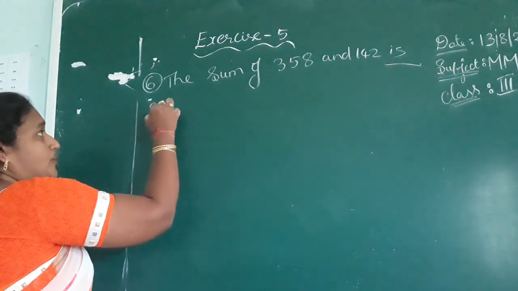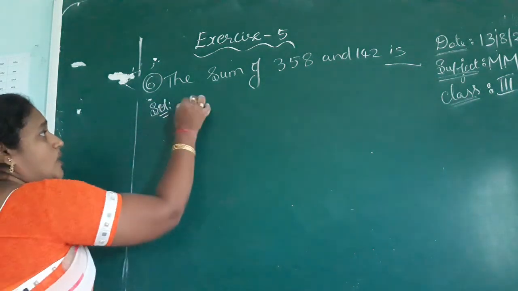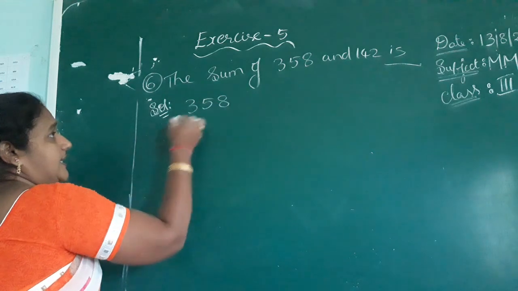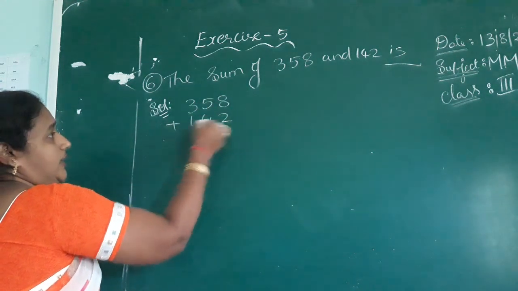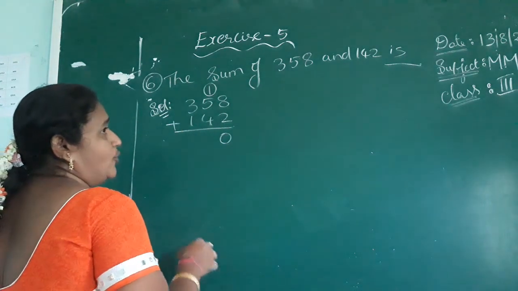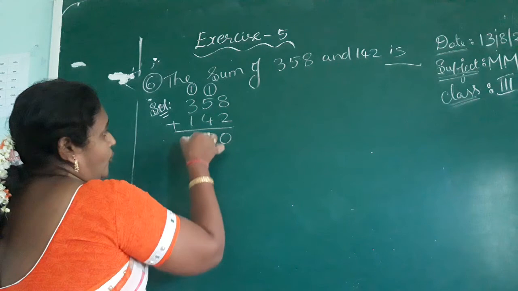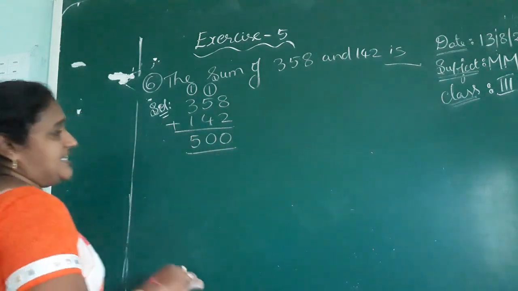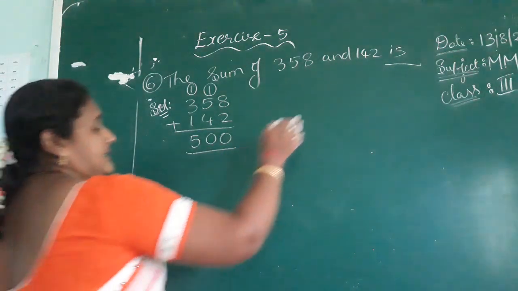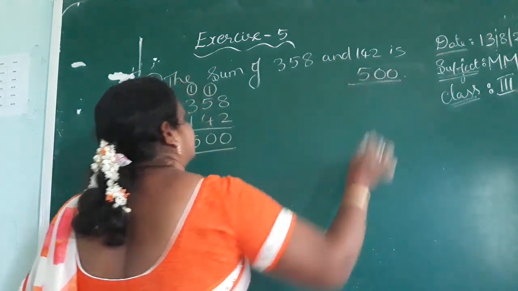So what do you have to do? Sum means you have to add the given numbers. What are those two given numbers? 358 plus 142. 8 plus 2, 10. 5 plus 4, 9. 9 plus 1, 10 again. 1 plus 3, 4. 4 plus 1, 5. So the sum is equal to 500.